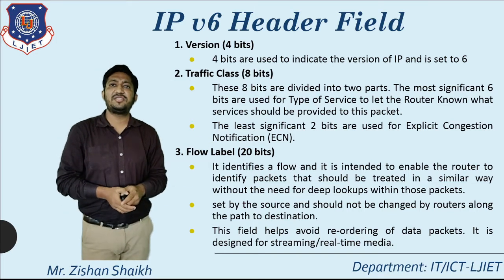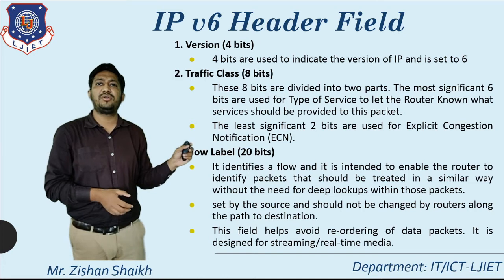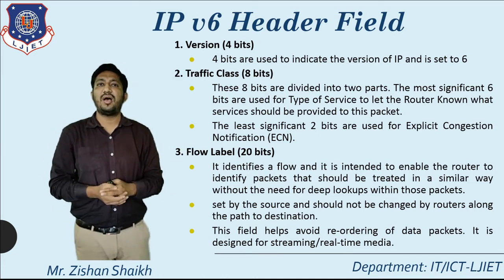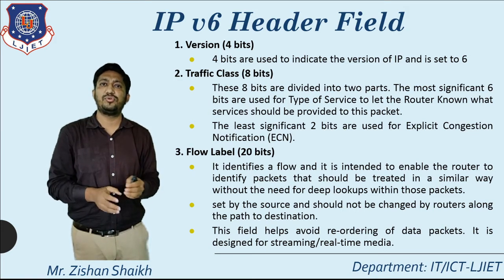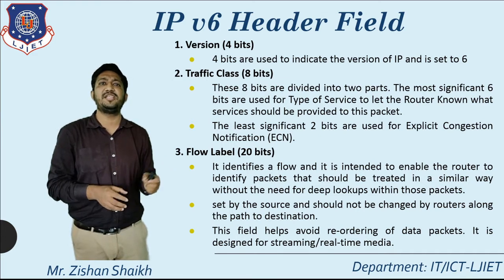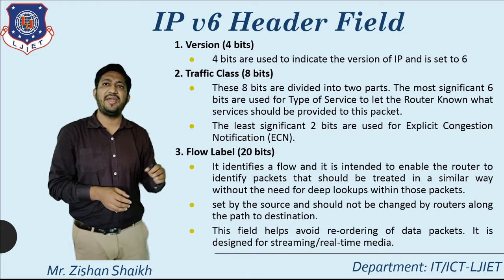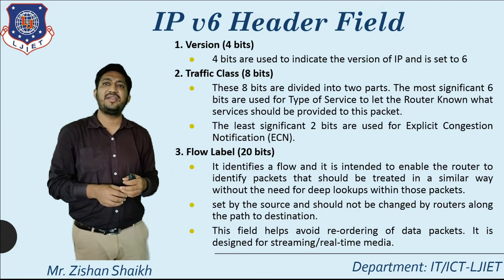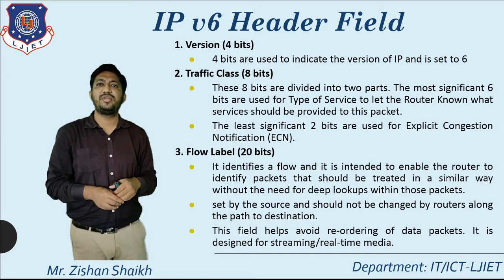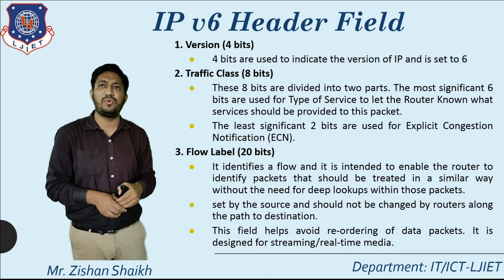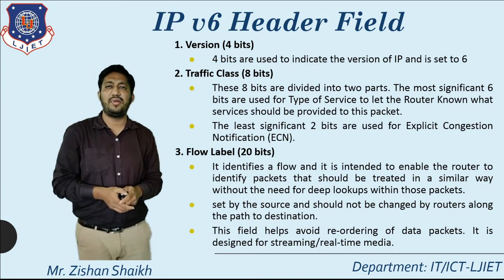The next label is flow label. Flow label contains 20 bits. Our flow label identifies the flow, how our data packets are moved from source to destination. It is set by the source and it should not be changed by any other router. So if our data is streaming from source to destination in a sequence, at the receiver side we can receive it in the same sequence. So when we are using the streaming concept and real-time media concept, our data packets are successfully received with the help of flow label.